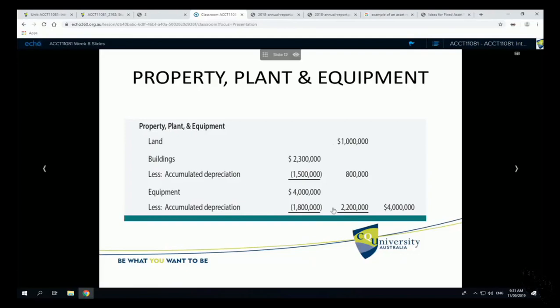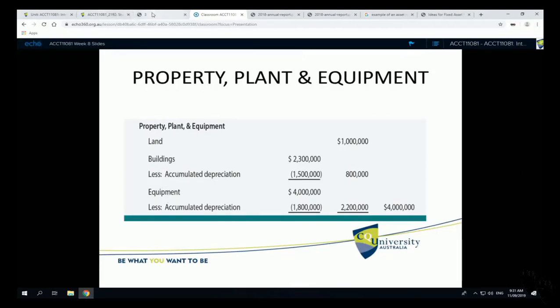Okay, now I referred to this slide earlier and I said I was going to come back to it. Here I am, I'm back to it again. Land, you notice we didn't put any contra asset account. And that's because generally we don't expect land to go down in value. So we don't depreciate land, we don't allocate its cost. But we do expect buildings and pretty much everything else.